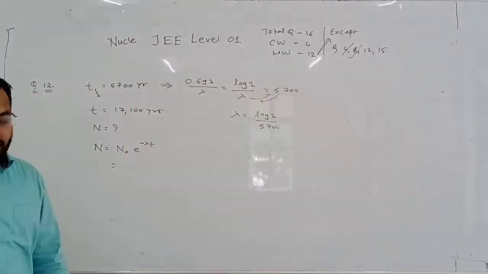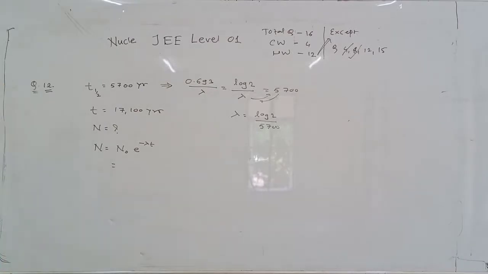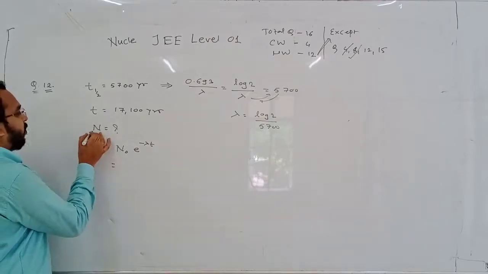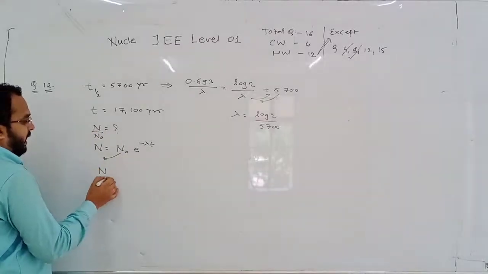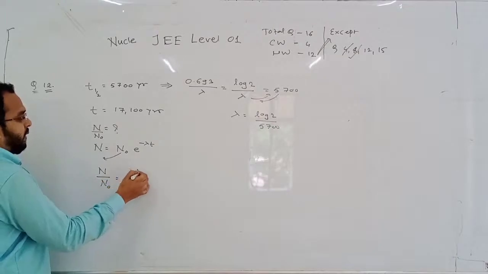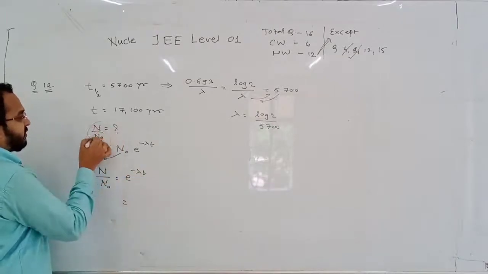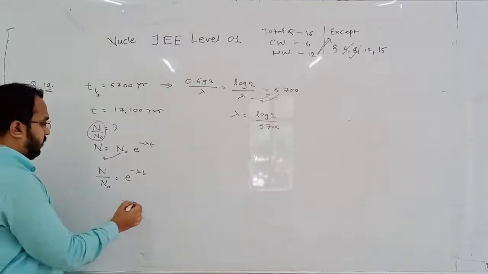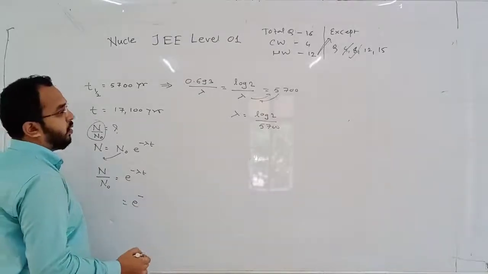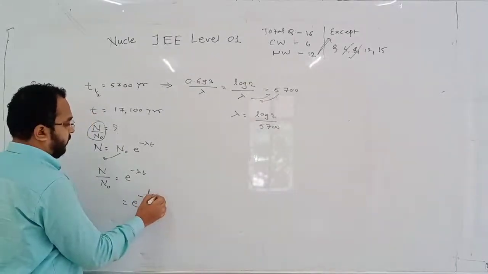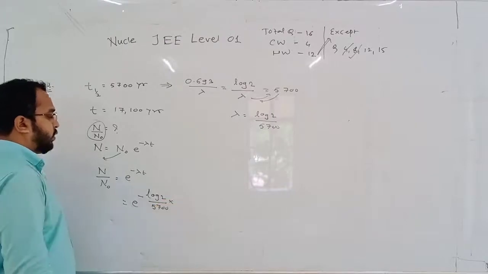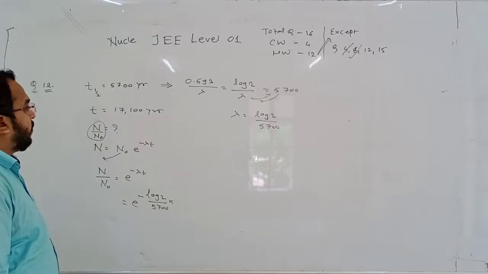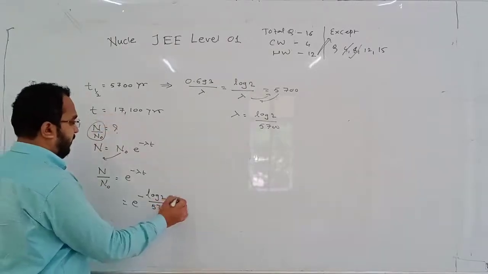N naught, whether N naught is given or not. Fraction is asked. Fraction means N upon N naught is asked. So divide by N naught here. We get N upon N naught is equal to e to the power minus lambda t. This fraction is asked. So e to the power minus lambda, lambda is log 2 upon 5,700, into time, which is 17,100.